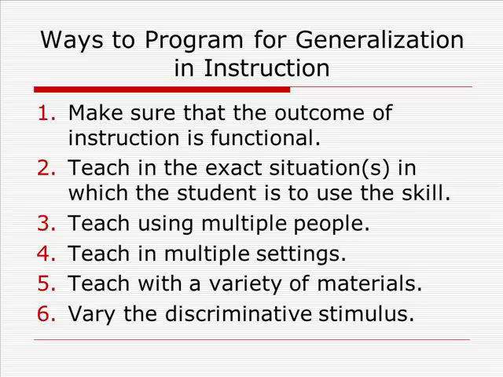Number 3 through 6 could be considered at multiple times. They could be considered when the student is actually acquiring the skill, or it could be that the student needs to acquire the skill in a more controlled setting, and then it needs to be programmed after the student acquires the skill. Number 3 is teaching using multiple people. Number 4 is teaching in multiple settings. Number 5 is teach with a variety of materials. And number 6 is vary the discriminative stimulus.